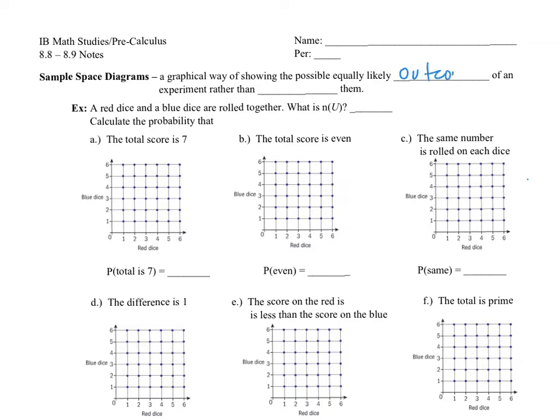outcomes of an experiment rather than listing them. Of course, listing all the possible outcomes is one possibility, but there are other ways to do that. So let's take a look at an example.